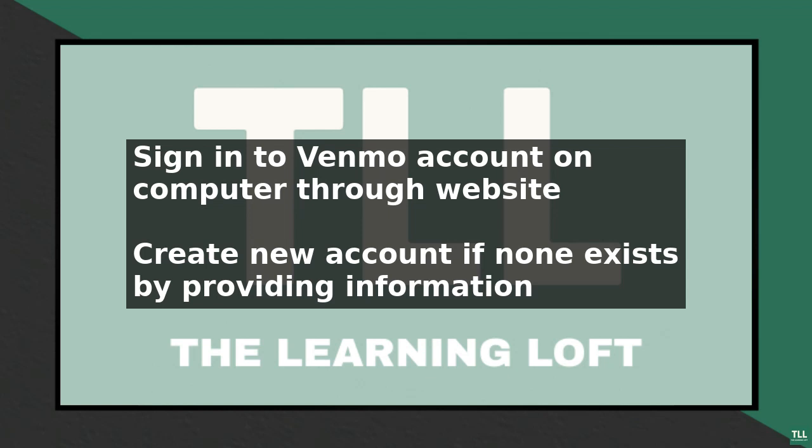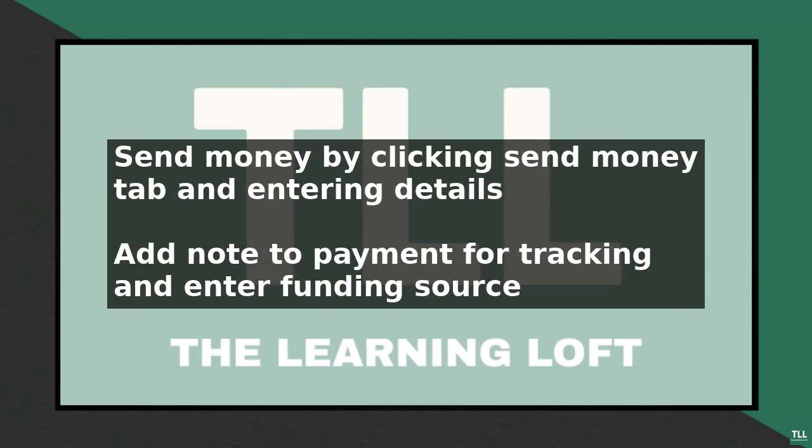Once you are signed in, you will see your Venmo dashboard, which displays your balance, recent transactions, and a list of your friends. To send money, click on the Send Money tab and enter the recipient's name, phone number, or email address. You can also add a note to the payment, which is optional but can be helpful for keeping track of what the payment is for.